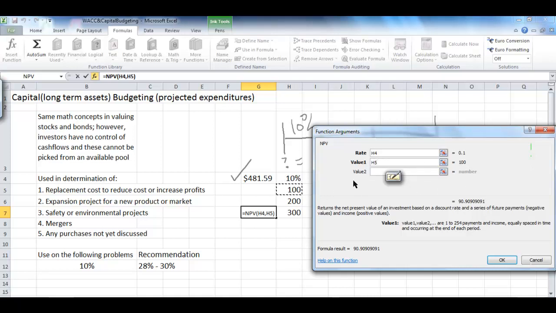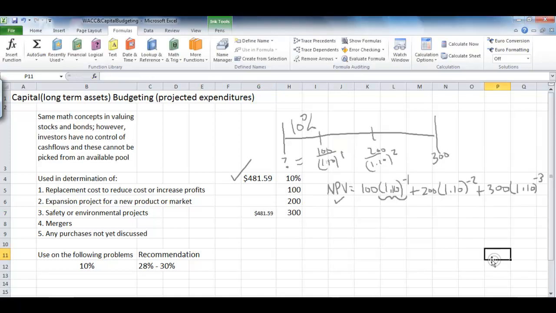And then it's just going to say, okay, whatever you put for value number 2, I'm going to add it. I'm going to do that one and add it to it, and here it is again. And then I'm going to go to value 3, and I'm going to hit OK. So we can see that this project is worth $481.59, and therefore it is actually worth $459.